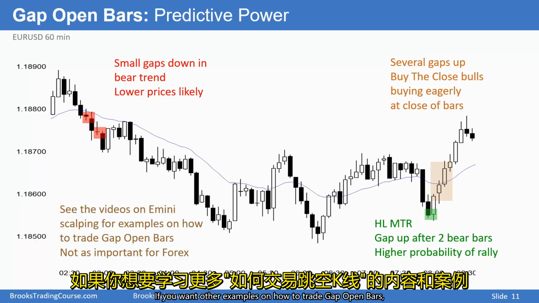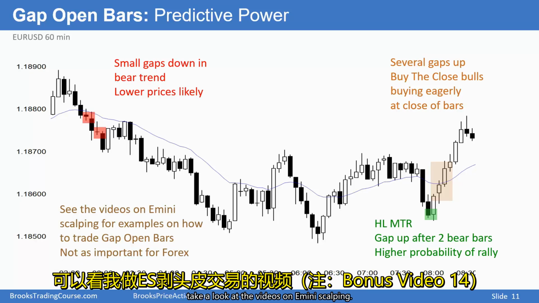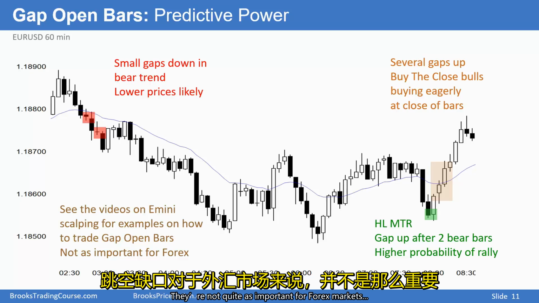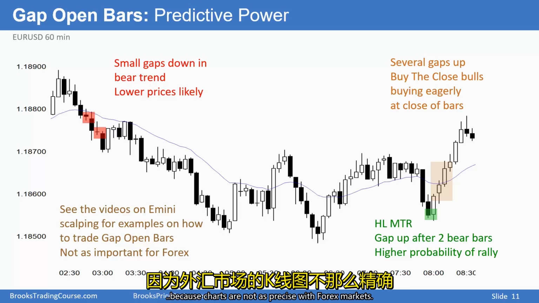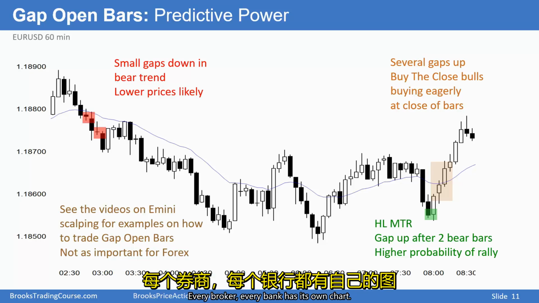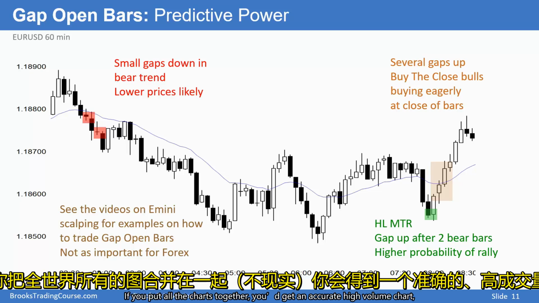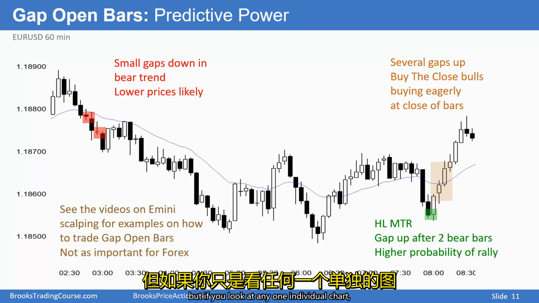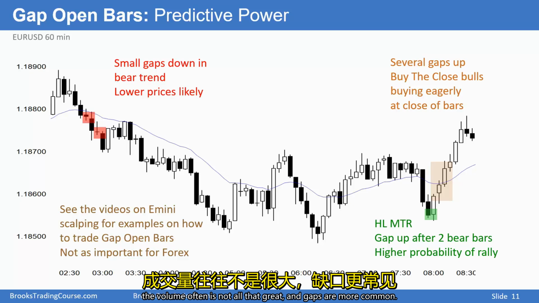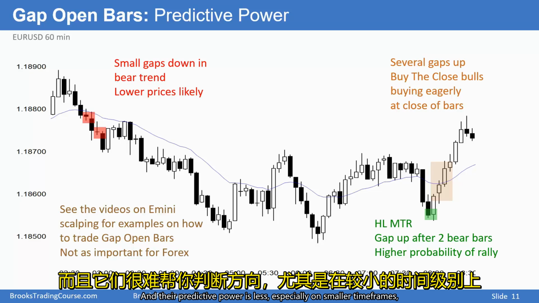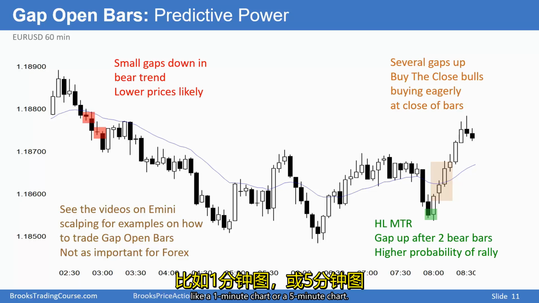If you want other examples on how to trade gap open bars, take a look at the videos on e-mini scalping. They're not quite as important for Forex markets because charts are not as precise with Forex markets. Every broker, every bank has its own chart. If you put all the charts together, you'd get an accurate high volume chart. But if you look at any one individual chart, the volume often is not all that great, and gaps are more common and their predictive power is less, especially on smaller time frames, like a 1-minute chart or a 5-minute chart.